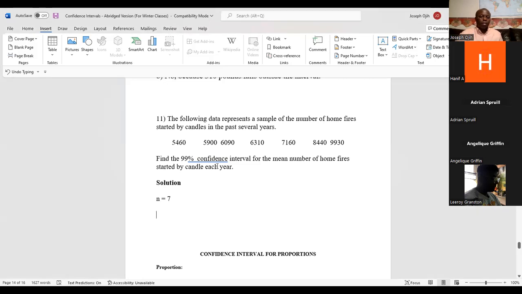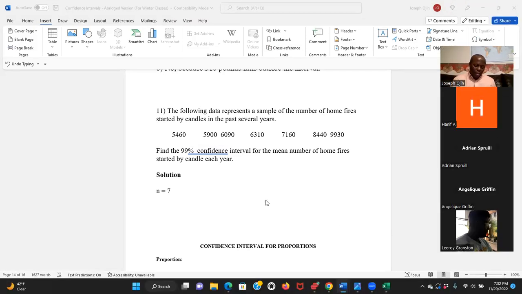I'm going to write these numbers down and put them in Excel. I hope you can see my screen. Good. So I have 5460, 5900, 6090, 6310, 7160, 8440, 9930. That's 1, 2, 3, 4, 5, 6, 7.